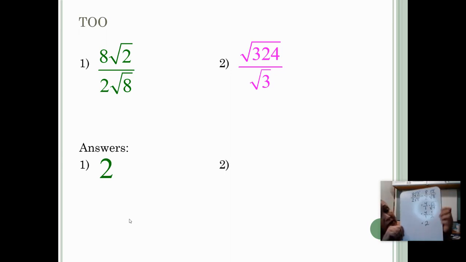Now, both 1 and 4 are perfect squares. We can square root them. The square root of 1 is 1, and the square root of 4 is 2. And since I square rooted both numbers, I now no longer have the square root symbol. And 4 times 1/2 is 2. So that's the work for number 1.